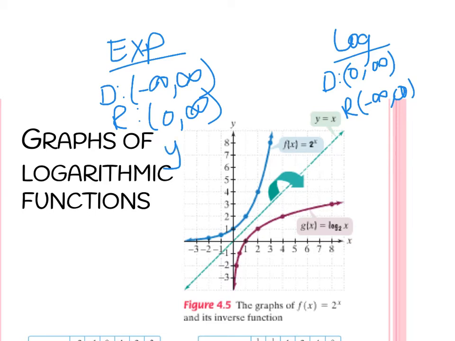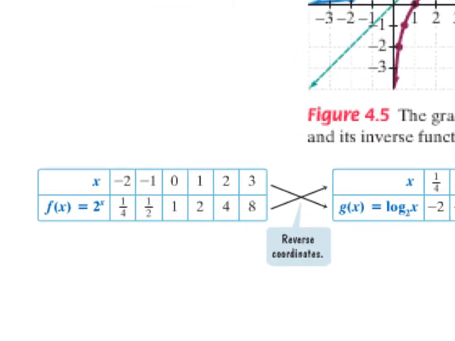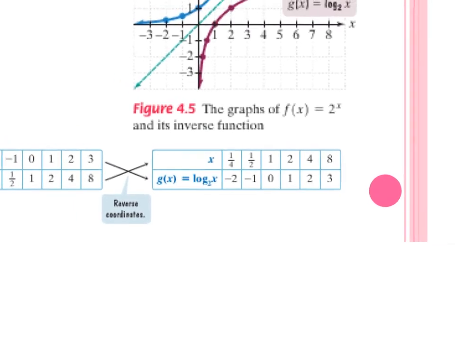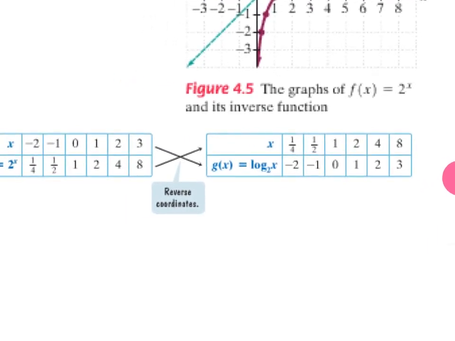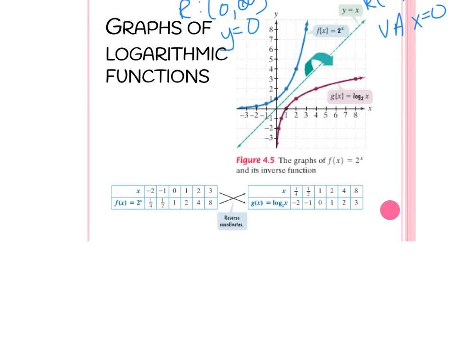We have a horizontal asymptote at y equals 0. Well, instead of having a horizontal asymptote, what's the other axis? Vertical asymptote. This one has a vertical asymptote at x equals 0. Do you see how it's just the opposite? Here's my domain and range for my exponential function. Here's the domain and range for the inverse or the logarithmic. What happened to the x's and the y's? They switched. So all of the stuff that you know for exponential just switches spots. That's it. We talk about logs.